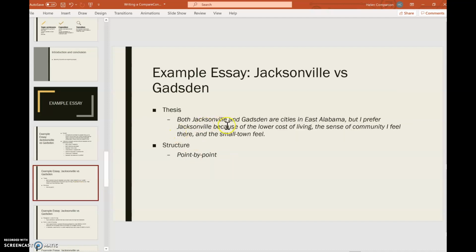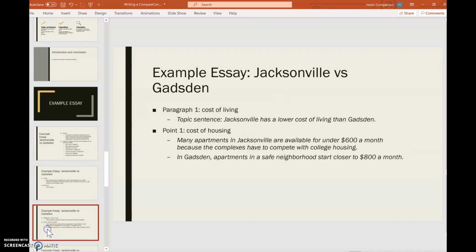So for my thesis, I might say both Jacksonville and Gadsden are cities in East Alabama, but I prefer Jacksonville because of the lower cost of living, the sense of community I feel there, and the small town feel. This is an evaluative thesis, so I'm saying why I prefer one over the other. And you'll notice that I have the claim here and that I have my main points here. That's really important in this type of essay, to have both the claim and a preview of the evidence. And so I've also decided to use the point-by-point structure here.